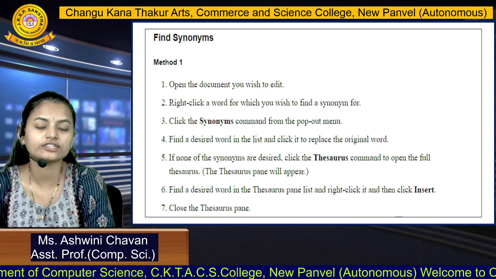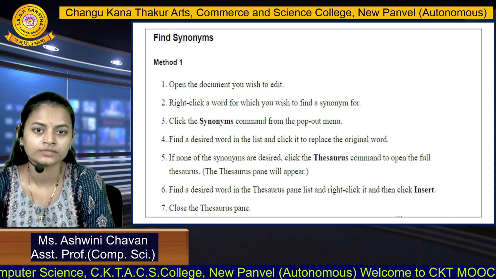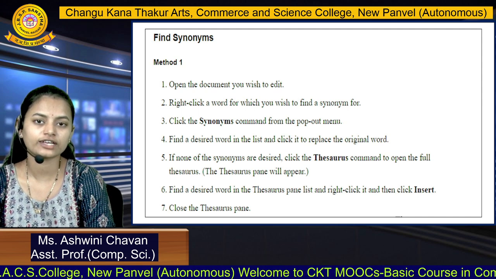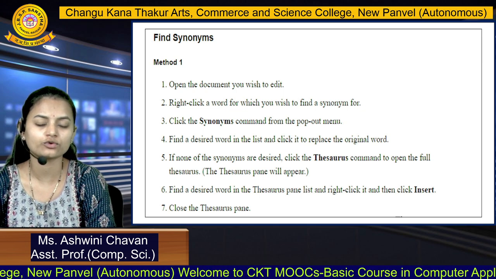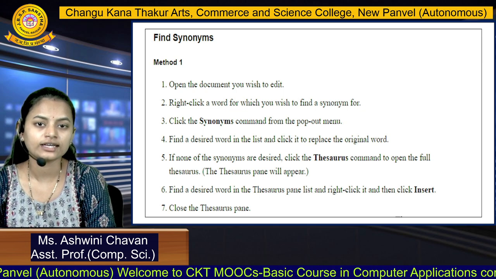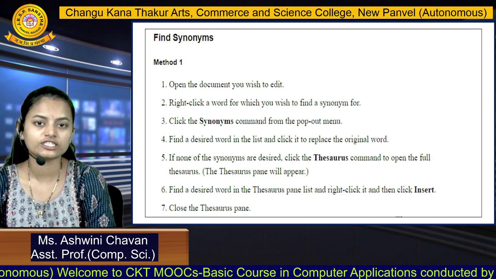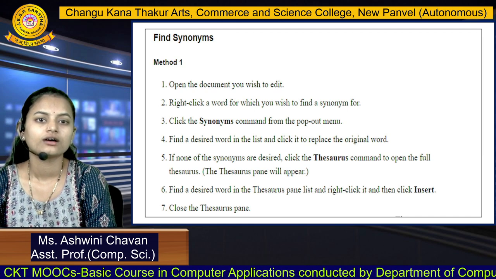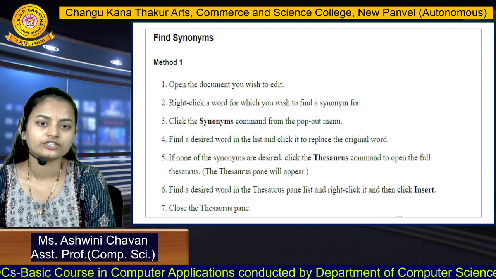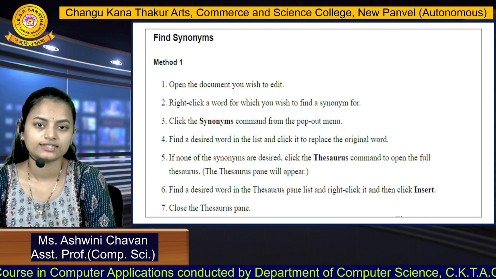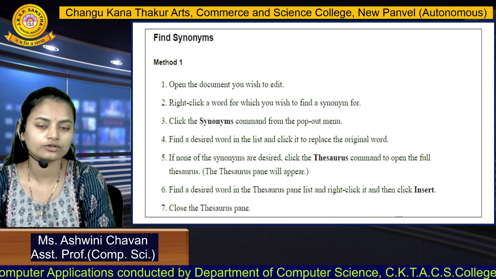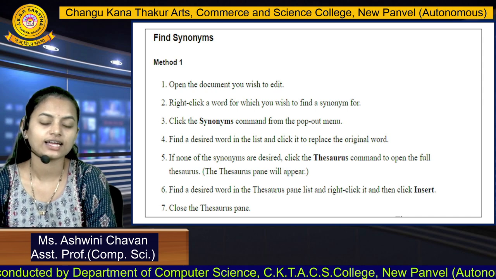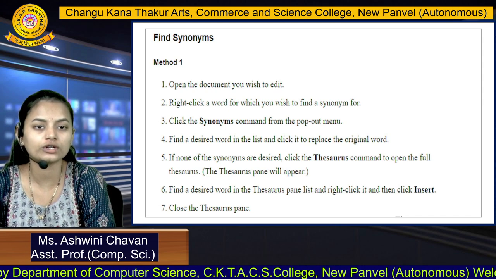Okay, next we'll see finding out the synonyms. So again, there are two methods for finding out the synonyms. That means we can find out similar words for a particular word in your document. So method one is, after opening the document, we just have to right click on a word for which we want to find out the synonym. Then click the Synonyms command from the pop-out menu. It will give you the option of finding synonyms for the particular word. Then we have to find the desired word in the list and click it to replace the original word.